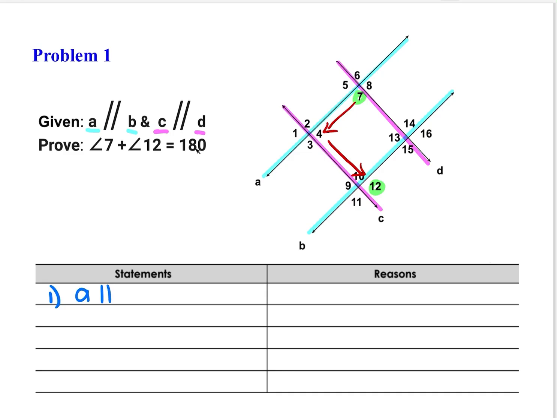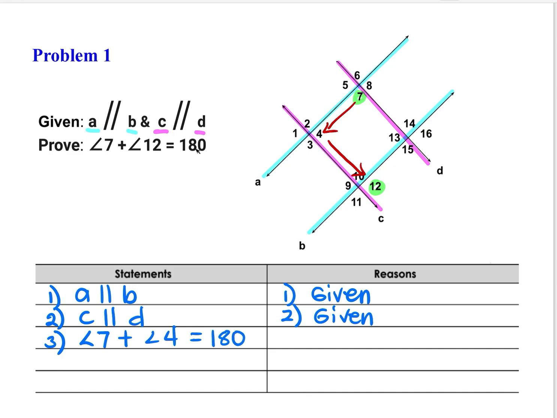So we're going to start with number 1. A is parallel to B, and that is given. Number 2, C is parallel to D, and that is also given. For statement number 3, we then can show or introduce angle 7. So angle 7 plus angle 4 is equal to 180.